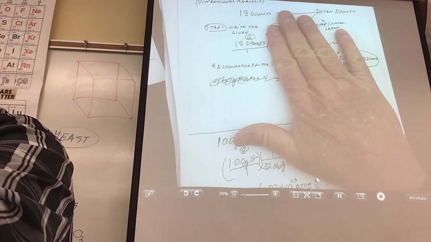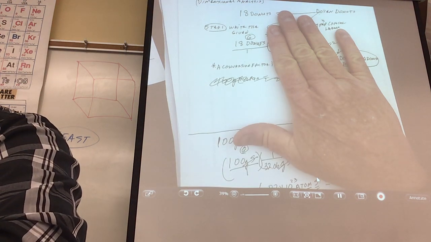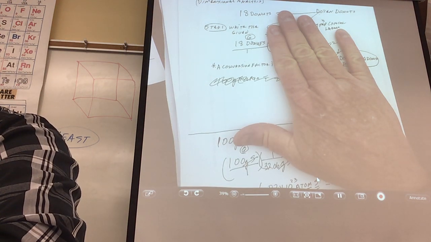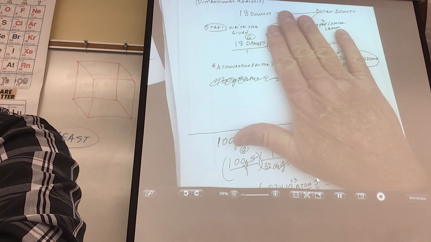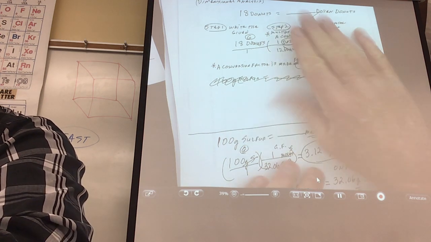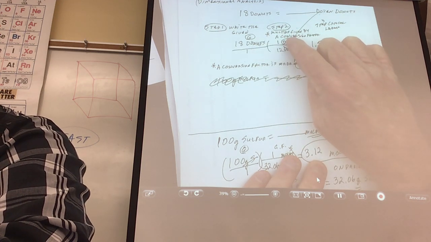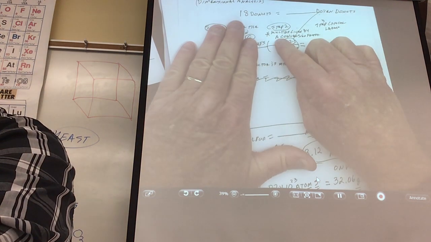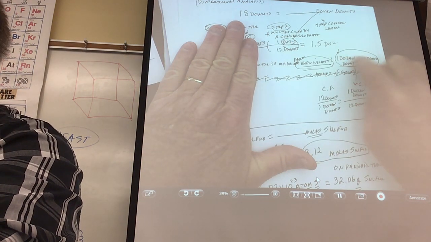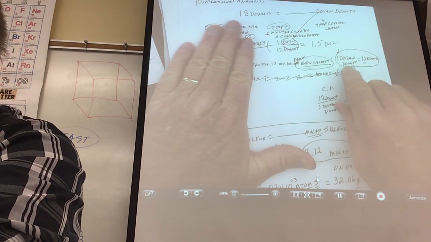So what has to be in the denominator of my conversion factor? Just give me the label, not the number. Donut. It has to be, doesn't it? So I had to put donuts down here to cancel them out, and I put dozens here. And then where do I get these numbers? I don't get it from the problem. I get it from the equivalence, don't I? Yeah.